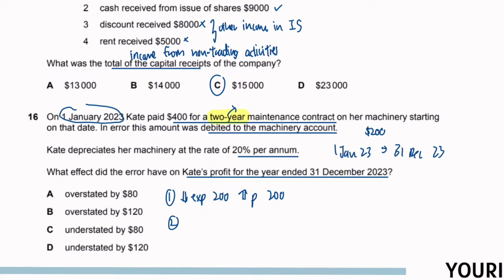Second one. Because she recorded it to the machinery account, this means that she has accounted for depreciation. So she has overstated depreciation by 20%, which is 80, because you take 400 times 20% is 80. This caused the expense to be overstated by 80 and profit understated by 80. So look at this, and then you can see the overall effect on the profit for the year. Overstated by 120. So B is the answer.